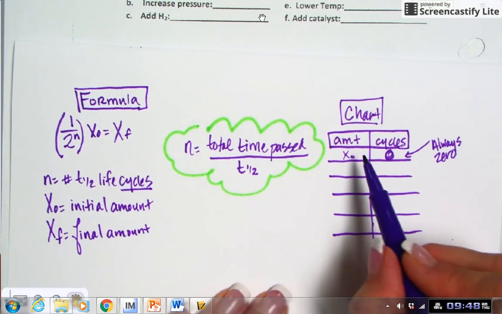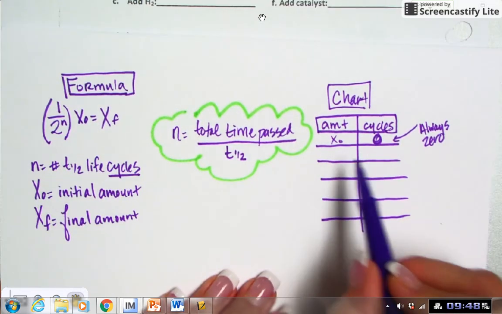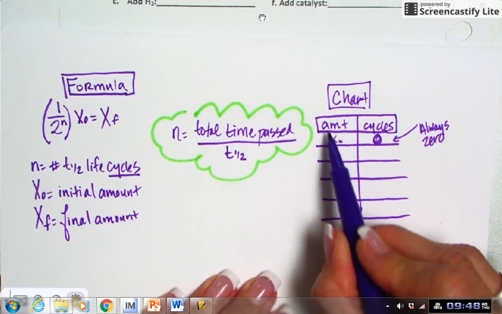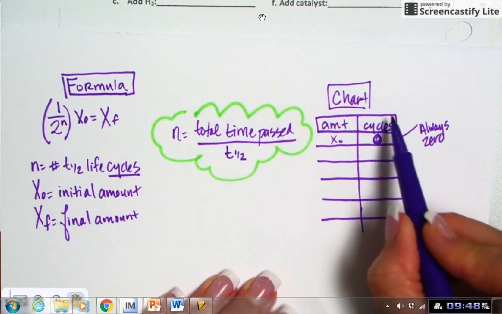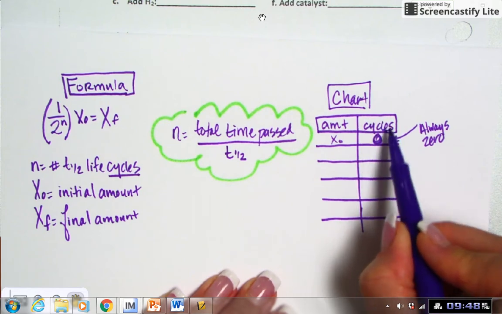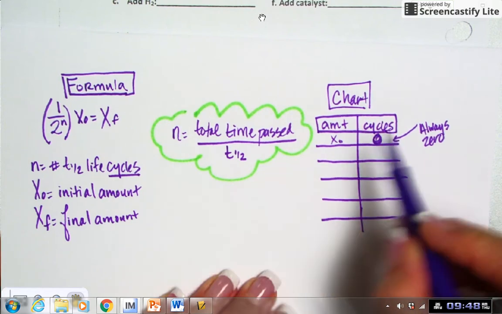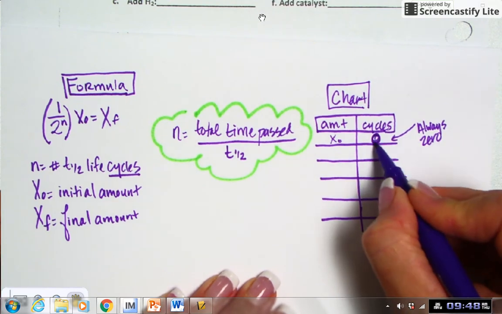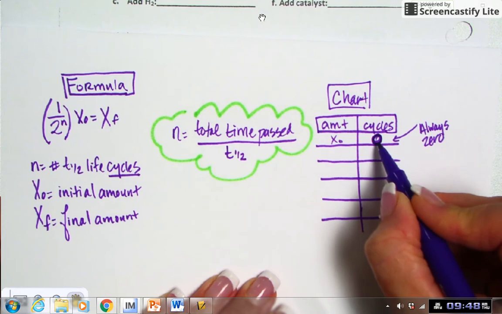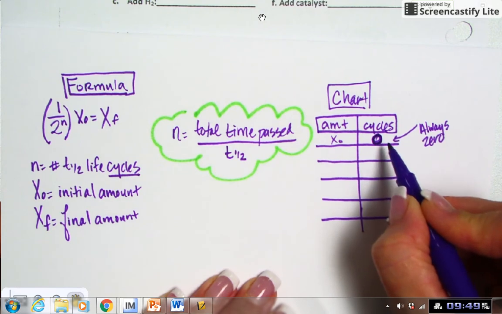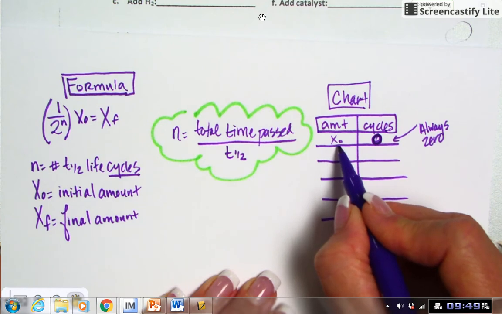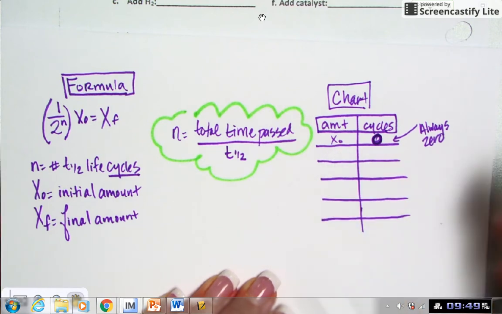Now, some students prefer the chart method. So if you're going to use the chart method, you want to make a chart where one heading is the amount of your sample, and you could either call the second heading cycles, which is your n, or you could say time. I always use cycles. Now, what you have to remember with this method is that your very first cycle is 0, because that represents before any cycles have occurred. And you would start with your initial amount here, and you would think it through.